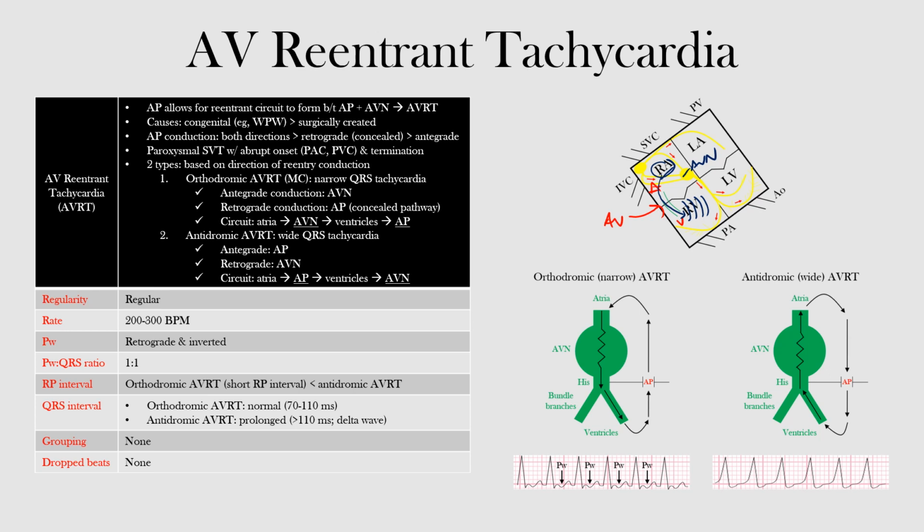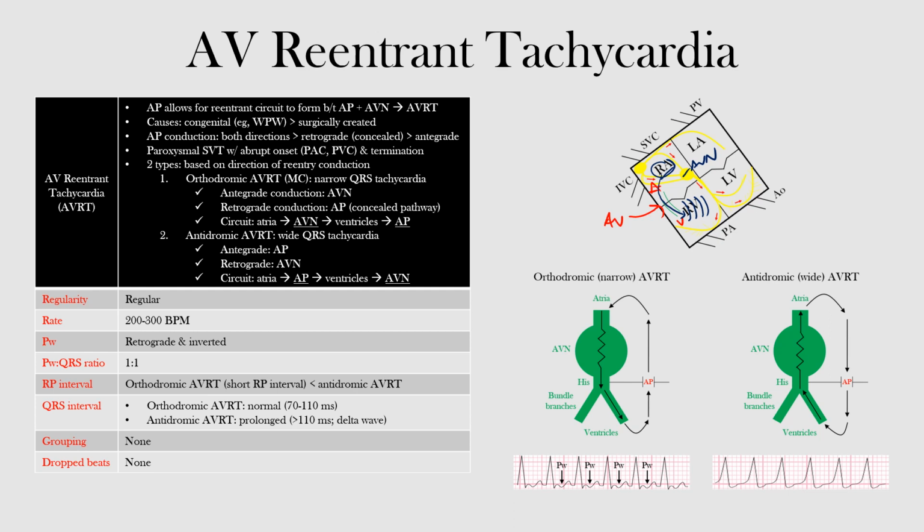So if an action potential is able to move down the accessory pathway and then return retrogradely through the AV node, or if an impulse is able to move down the AV node and then return retrogradely through the accessory pathway, you can start to see how we can create a reentry circuit. If a reentry circuit results in a tachyarrhythmia involving the accessory AV connection and the AV node, this is what we refer to as an AV reentrant tachycardia, or AVRT, as we see here.